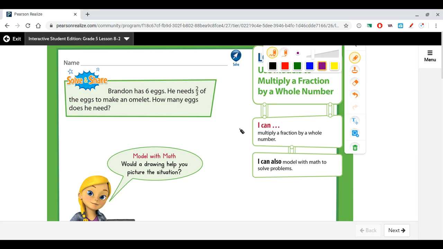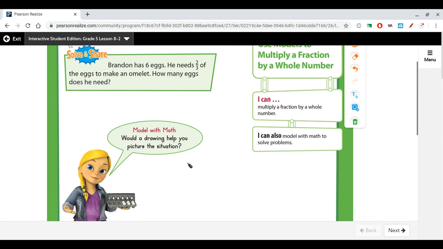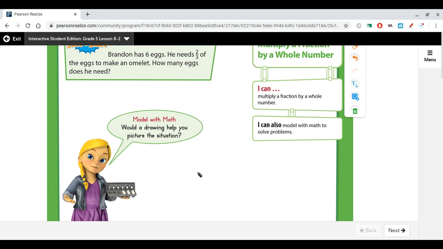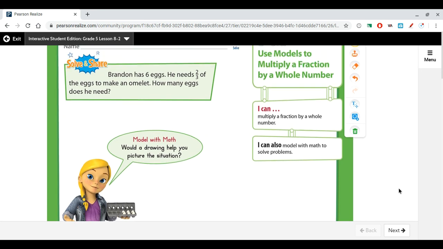So, if we take a look at our first piece today. The first one that we're going to do, it says Brandon has 6 eggs. He needs 2/3 of the eggs to make an omelet. How many eggs does he need? And so it says model with math. Would a drawing help you picture the situation? So we can go ahead and draw and see what that's going to look like.